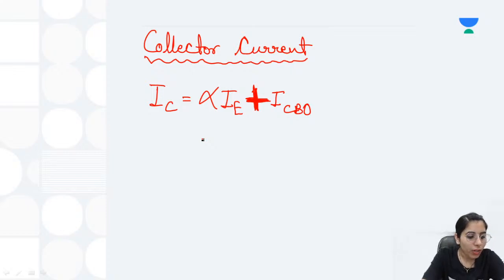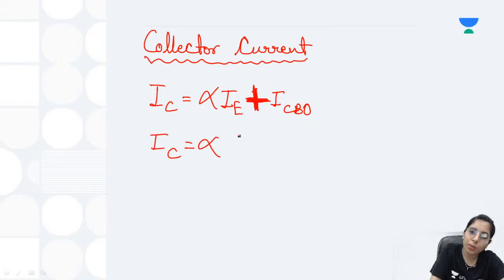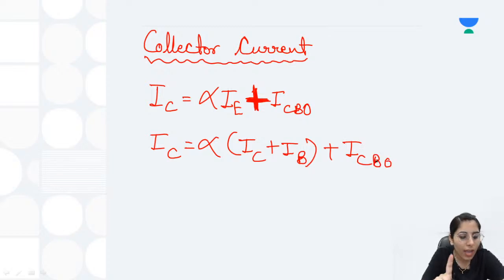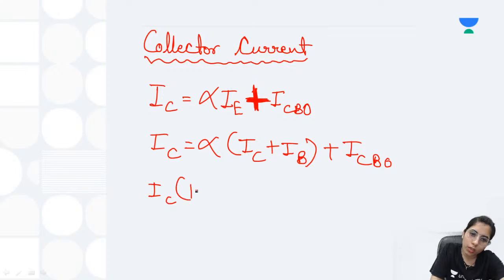Now what is your target? Your target is to find the collector current. You know IE is equal to IC plus IB. We have already talked about it. Just put that value. ICBO itself is the I leakage. So IC is what? 1 minus alpha.